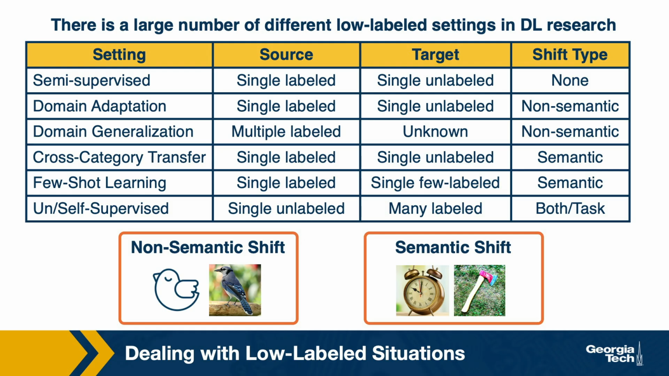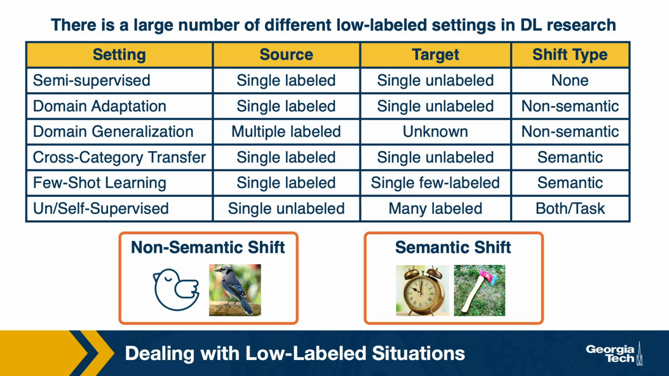By shift, I mean there's no distributional difference from a probabilistic definition. There are different types of shift, actually. You can have non-semantic shift shown on the lower left. For example, you can have a sketch of a bird or a natural image of a bird. You can also have semantic shift, that is shown on the lower right. You can have both images, but images of different things. And so there's a whole range of different types of machine learning settings that people have looked at.